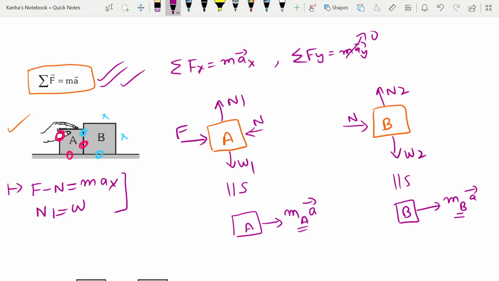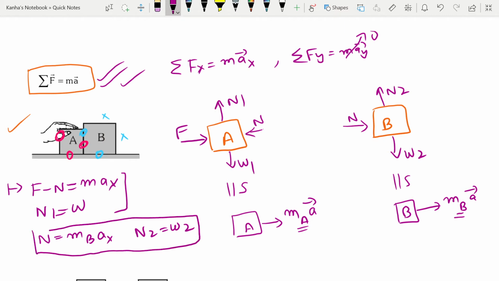Similarly, I can write an equation for block B. I've already made the free body diagram. So for block B I get N is equal to MB a, or ax in general, and in the y direction I get N2 is equal to W2. So these are the four equations that I get. Call this one, call this two. These are the only equations that you will need to solve this question.